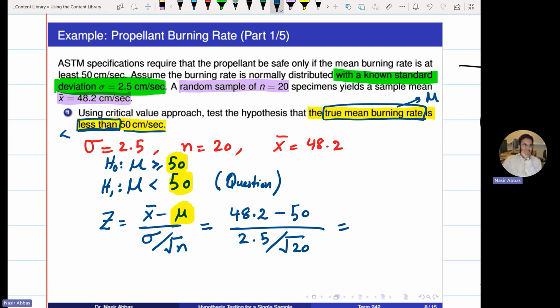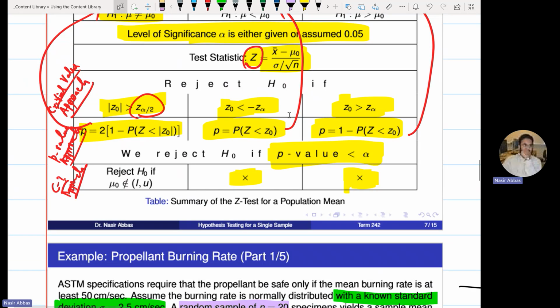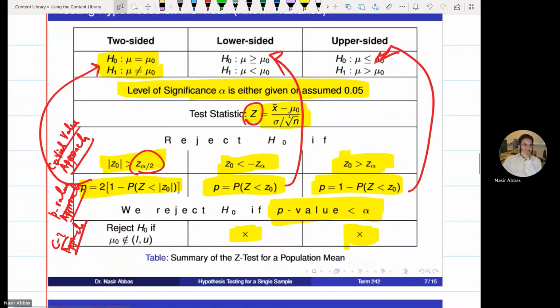It's 3.2199. Minus 3.2199. Correct? Okay. Once you have this value of z, the final step for making decision about whether H naught is true or not, you have to refer to this table.